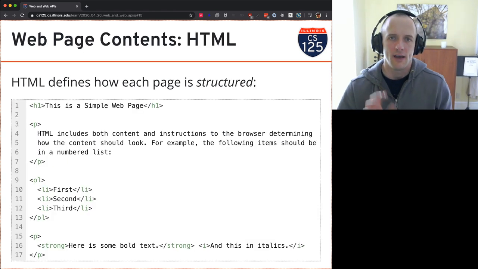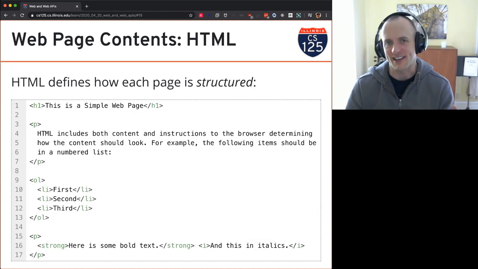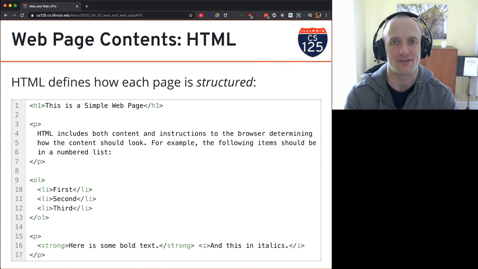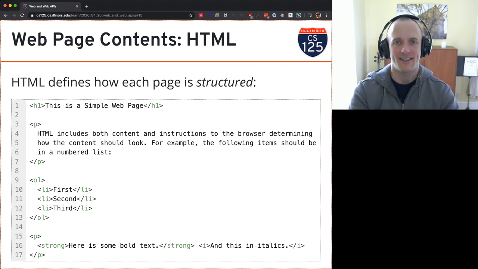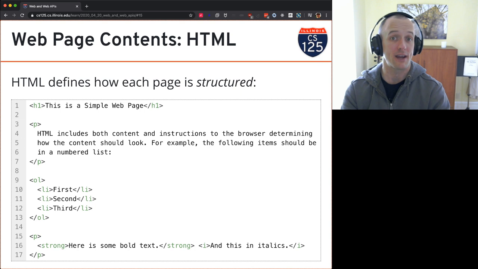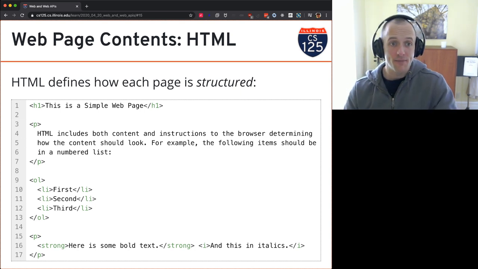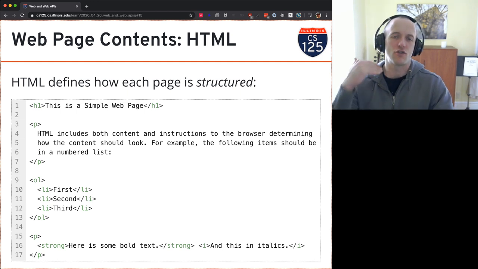Okay. Now, these are like the 2-minute introduction to these various pieces of the web. It's sort of fun. Now let's talk about what's actually being moved around. What's the data that we're getting from the server when we make a GET request? That is typically something called HTML. HTML is content that defines how a web page is structured.